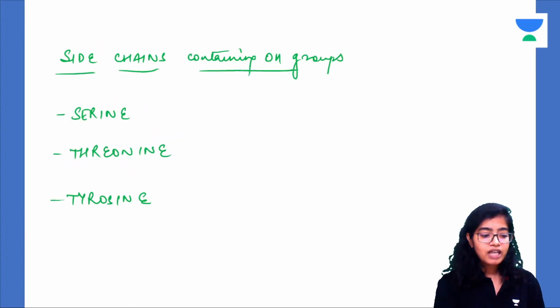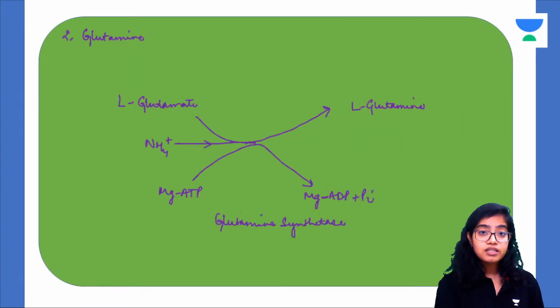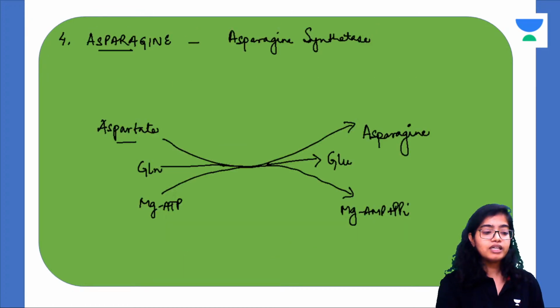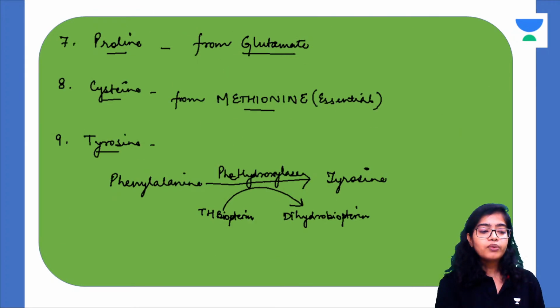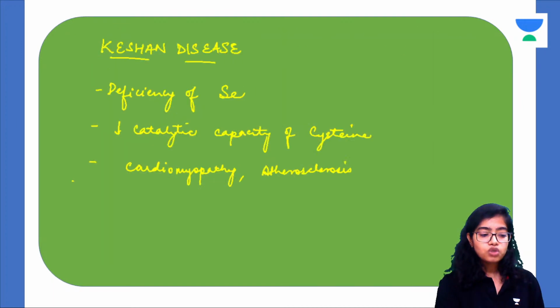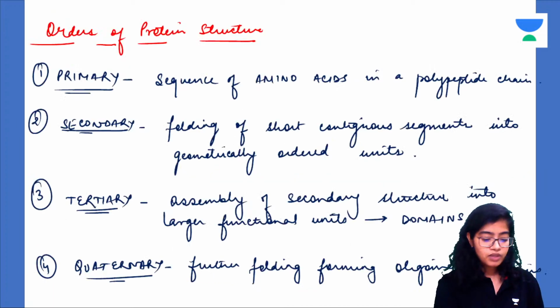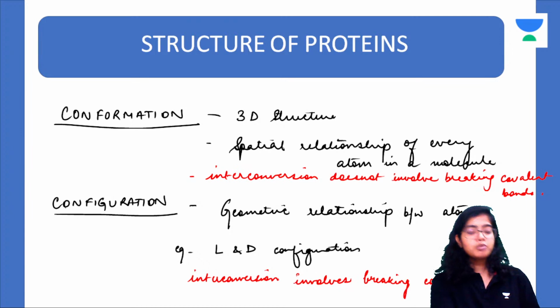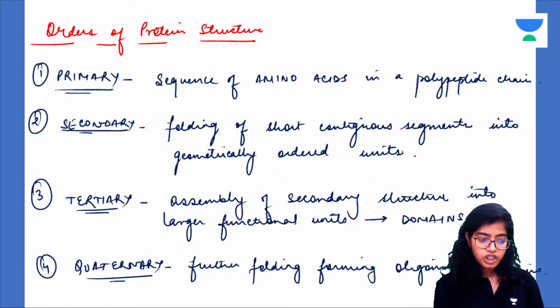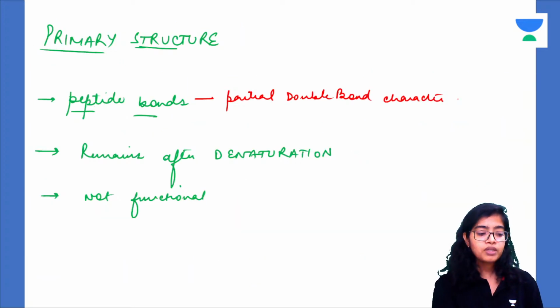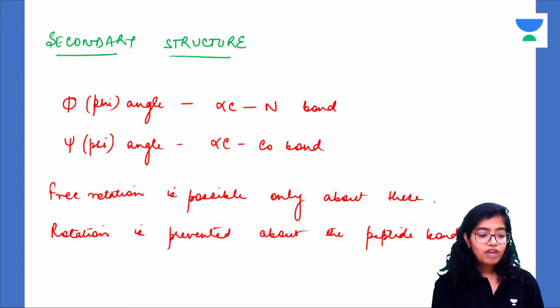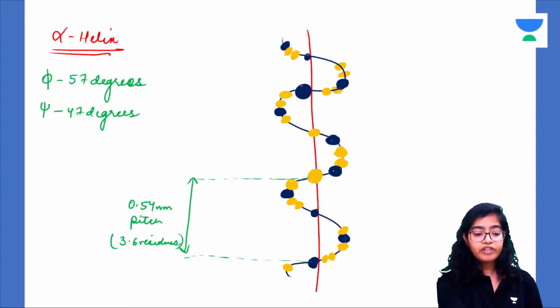Okay, different types of amino acids. The synthesis of amino acids also we have done yesterday. And tonight we are going to complete the structure of proteins. We have discussed what is the difference between conformation and configuration. We have discussed what are the four orders of protein structure: primary, secondary, tertiary, quaternary, isn't it? We have discussed in detail the secondary structure.